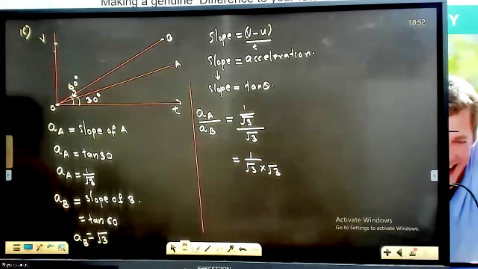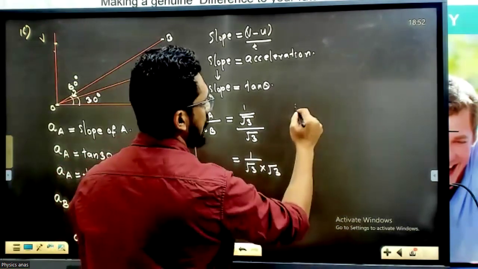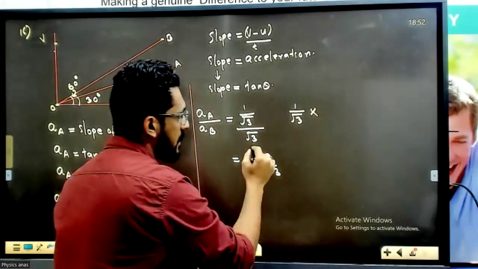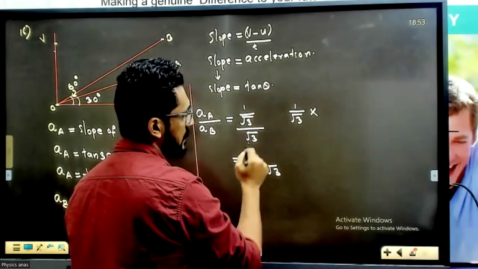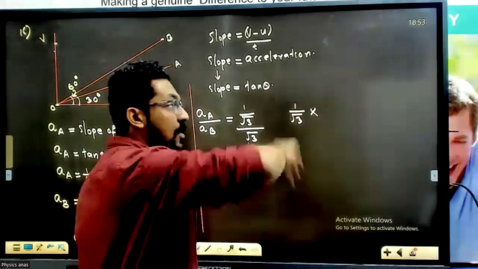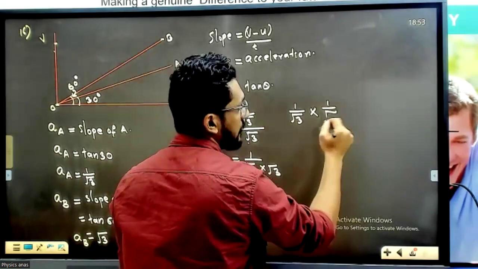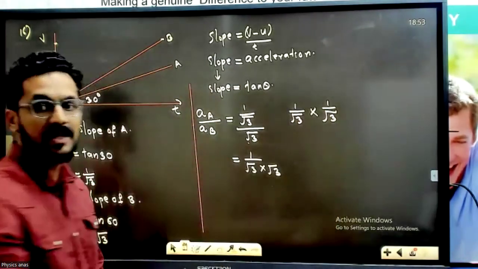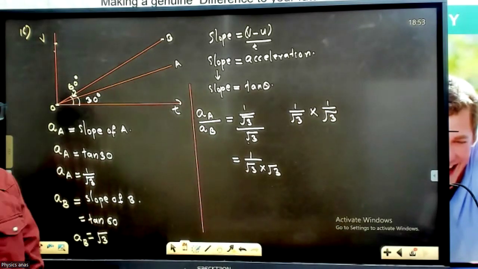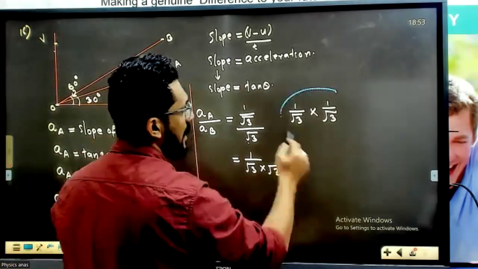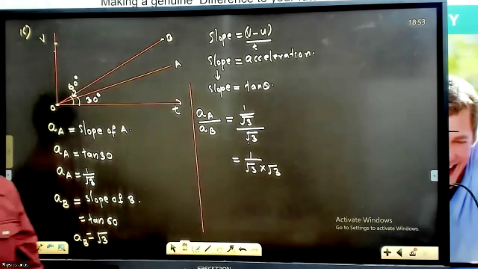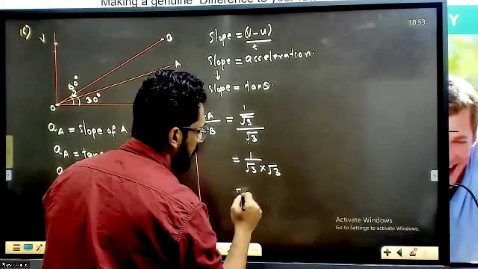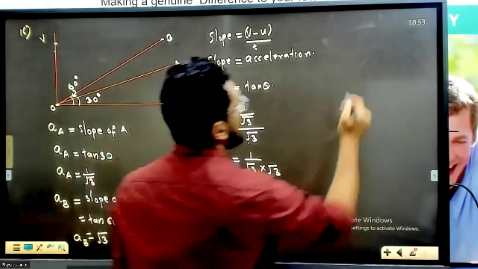Did you understand that? Just like this: 1 by root 3 into the reciprocal of it. What is this? Root 3 by 1. The reciprocal of it will be 1 by root 3. So it is 1 by root 3 into 1 by root 3. If you multiply root 3 into root 3, what will you get? You will get 3. So 1 by 3.